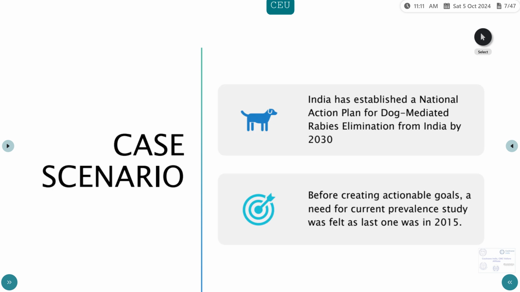Before we go on to the journal, here is a case scenario. India has established a national action plan for dog-mediated rabies elimination by 2030. Before they go into what steps to take, you need to know the baseline data: what is the prevalence of dog bites, and how many people actually die of dog bites. They found that those studies are lacking; the last one was updated in 2015. So there was a need to do another study to see the current prevalence rates and practices.